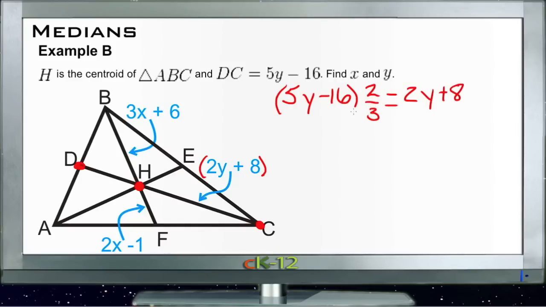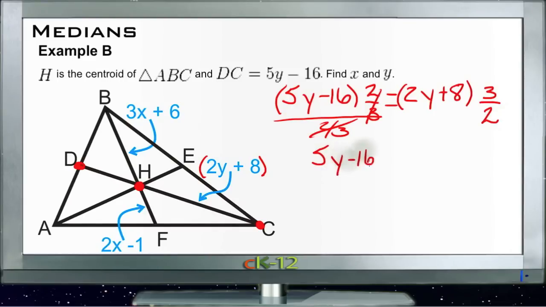So we can get rid of that fraction by dividing both sides by 2/3. So if we divide this by 2/3, that'll cancel. And if we divide this by 2/3, that means that we're multiplying by the inverse, right? Invert and multiply to divide fractions. So we flip it over and multiply by 3/2. So we have 5y minus 16 is equal to 3/2 of 2y plus 8. So 3 times 2 is 6, divided by 2 is 3, 3y. 3 times 8 is 24, divided by 2 is 12, plus 12.